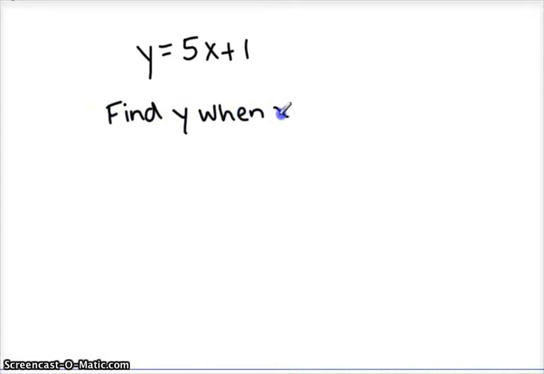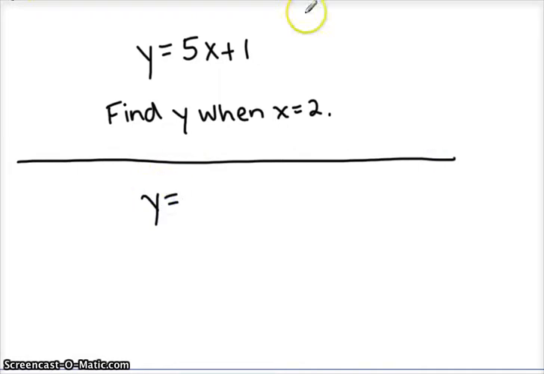And the way I've kind of explained it before to my students is that if I gave you this equation here, I would have to say, find y when x is 2. And you would know how to do that, right? You'd plug in x equals 2, plug in 2 for x, and you'd get 11 for y.